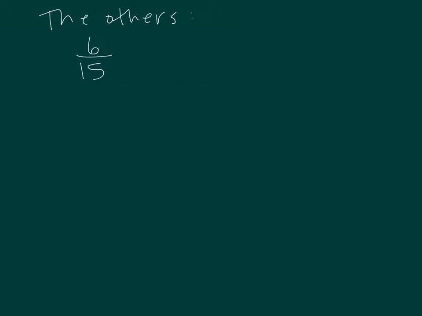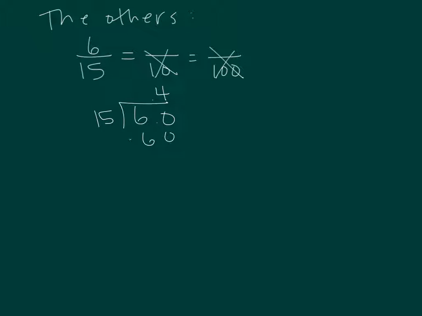All right, Mrs. Gormall, but what about 6/15? Well, it doesn't go into 10. It doesn't go into 100 evenly. So we're going to do numerator divided by denominator. 6 divided by 15. Put a decimal and a 0. 15 goes into 60 4 times. That's 60. Subtract, you get nothing left over, which means it's 0.4.